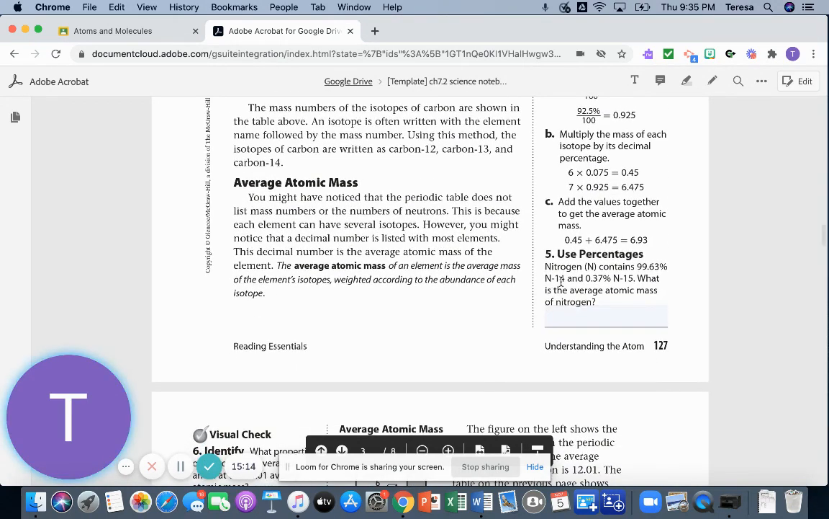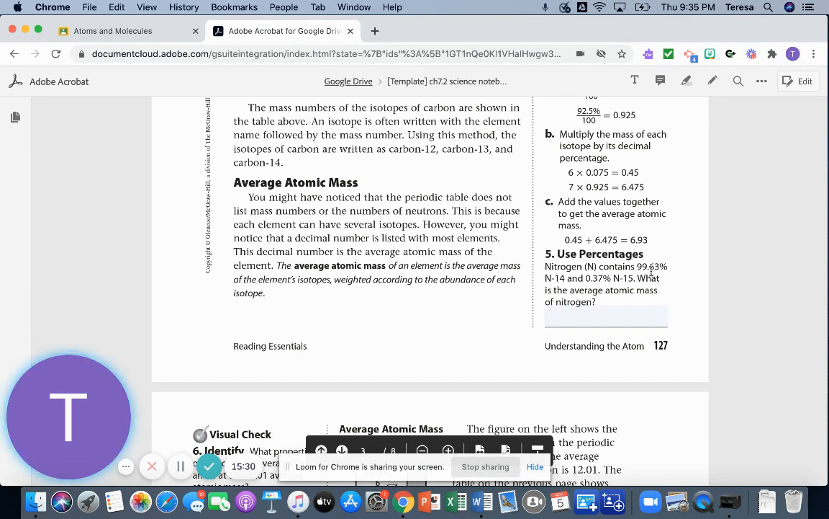You guys are going to follow that same process for nitrogen. So you would take 99.63 and divide by 100. And then you would take 0.37 and divide it by 100.